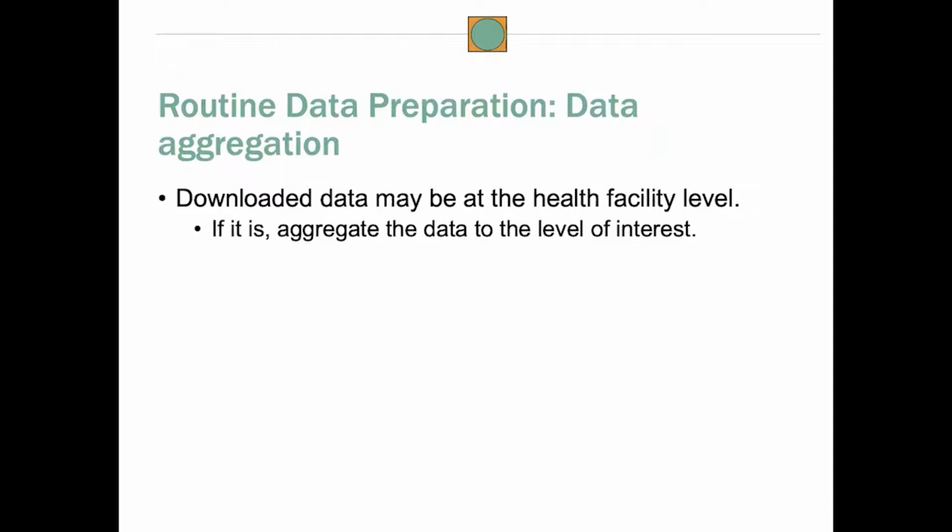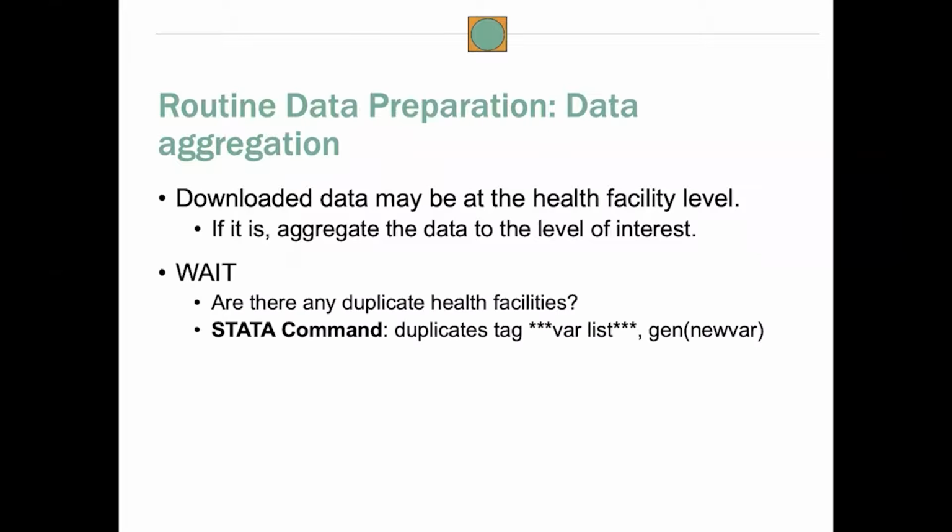Going straight to our data aggregation. Our data was downloaded at the health facility level, so we want to aggregate it to our level of interest, which is the constituency level. Before doing this, we want to check to make sure that there are no duplicate health facilities using the duplicates tag command. For this command, you want to include the variable list as well as create a new variable where the results can be stored. And to see your results, you want to tabulate your new variable that is storing your duplicate information.